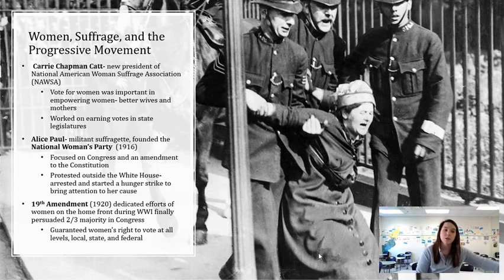So where it was radical before, now this is something that more and more women and men are like, yeah, that makes sense. Teddy Roosevelt, for example, supported women's suffrage. Woodrow Wilson did not. And they're going to work to earn votes in states. Some states would allow women to vote, but on a federal level, it was not guaranteed. Alice Paul, she was a militant suffragette, so she took it to the next level.